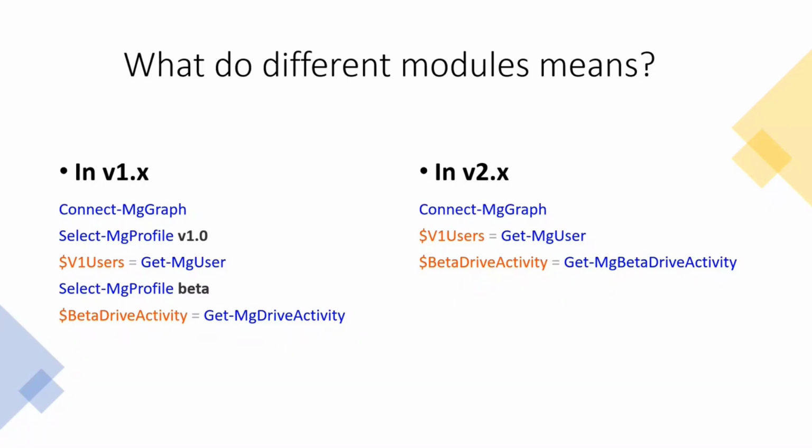So for those who are using only V1 endpoints, nothing has changed. Your script should be working just fine. You probably don't need to change anything. For those who are relying on beta, either because the functionality you need is not exposed in V1, or you're trying something new, some preview APIs, you just need to add this little word beta after Mg, and you should be fine.